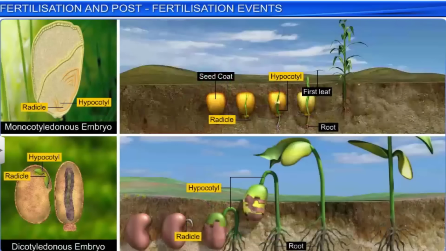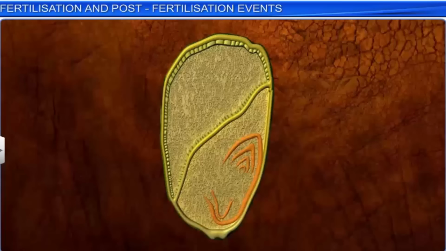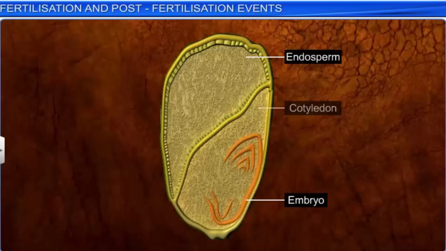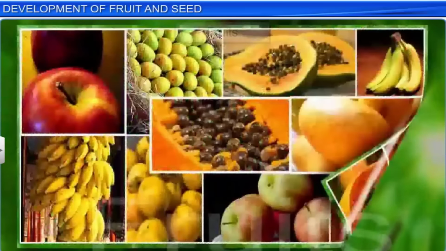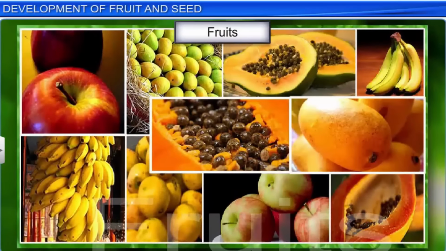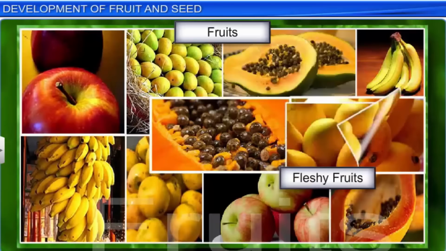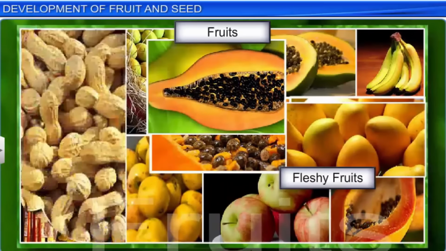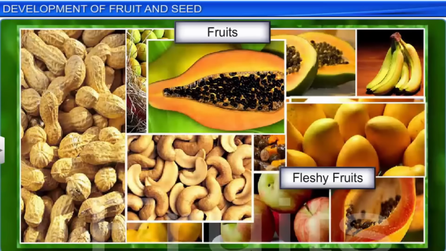Interestingly, the various parts of the embryo develop differently as the seed germinates. In this manner, the embryo as well as endosperm develops from the zygote and primary endosperm cell after fertilization has taken place in flowering plants. For us, fruit means a mango, papaya, apple, or a banana. However, for a botanist, fleshy and juicy mangoes or papayas are as much a fruit as are groundnuts or cashew nuts, which are dry in nature.